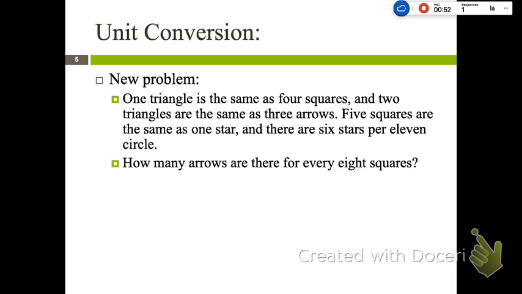Got it? Pointing out in case everyone didn't notice that these are now completely new problems, so some of the equalities might be different from the last problem.